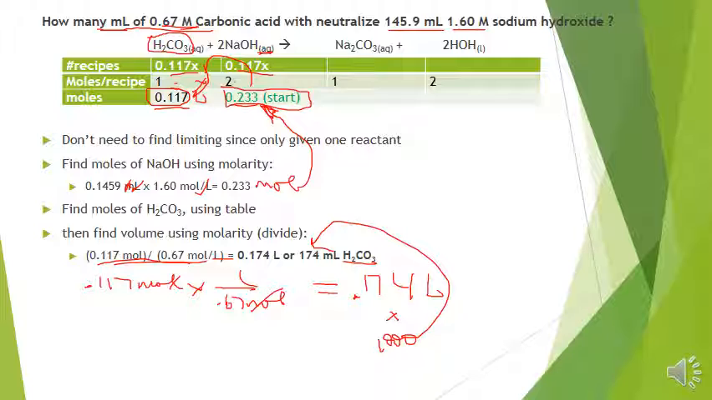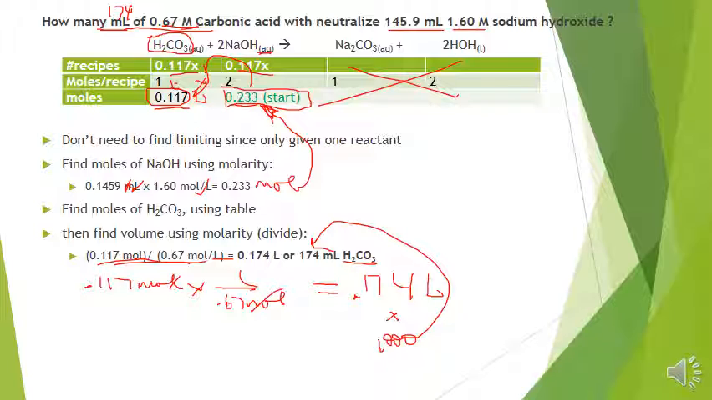So what this means is if you take 174 mils of this concentration, 0.67 molar carbonic acid, it will neutralize 145.9 mils of 1.60 molar sodium hydroxide. Key to this one, there's nothing to do with the product. You're just figuring out how much of the other reactant you need to use up the given. Right, so hopefully that'll help you out.